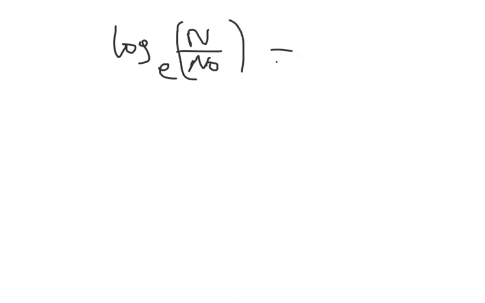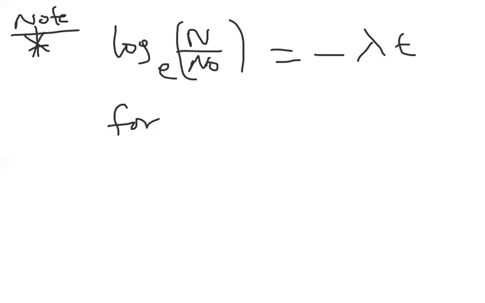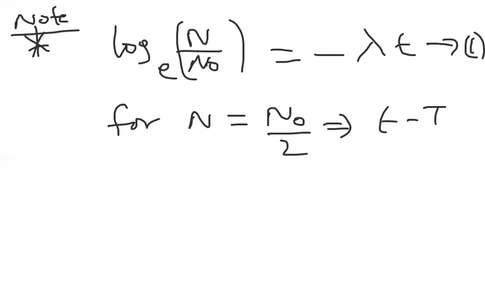Just now I told you that log N by N0 base e is equal to minus lambda t. I told you to remember this formula long back. Note it and remember it better. This is simple, we already came across this derivation. Let me take this as equation one. Already we have observed that for N equal to N0 by 2, the time taken is the half life.